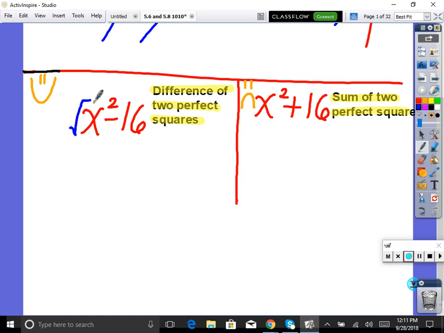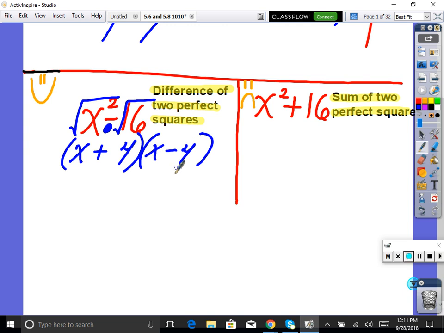So if I take the square root of x squared and the square root of 16, I get x and 4, making those perfect squares because they came out perfectly. Then we have no middle term, and so it factors to be x plus 4 and x minus 4, conjugate terms. Now here's one thing to note. It does need to be subtraction because addition will not work. So let's check out why that is.